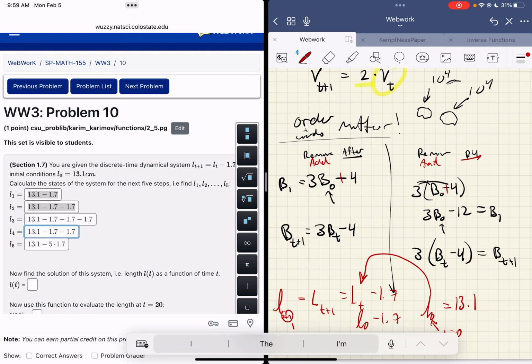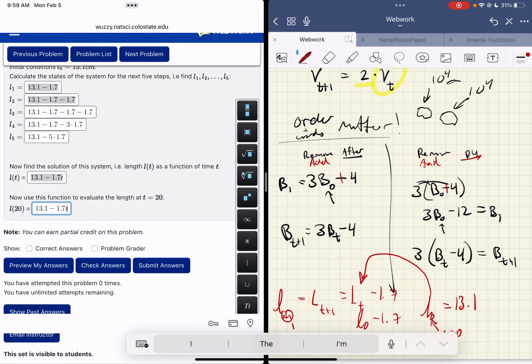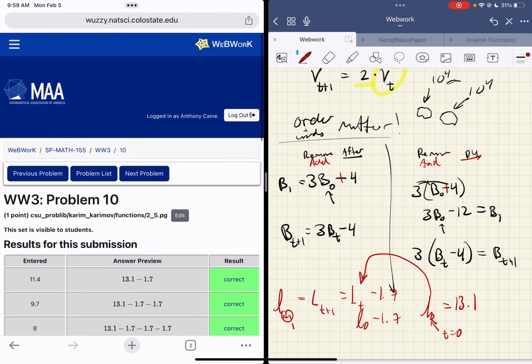And here I'm just going to goof around. So there's a total of 4 copies of 1.7. And in general, it's t copies of 1.7. And so now if I take this and put it here and make that t a 20, we're good to go. Submit. There it is. Boom.